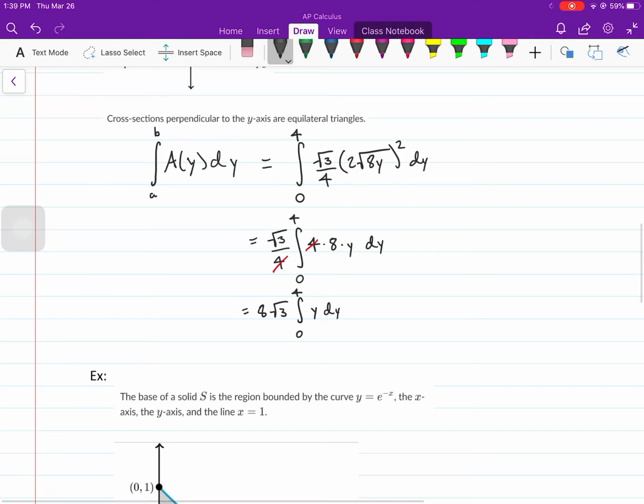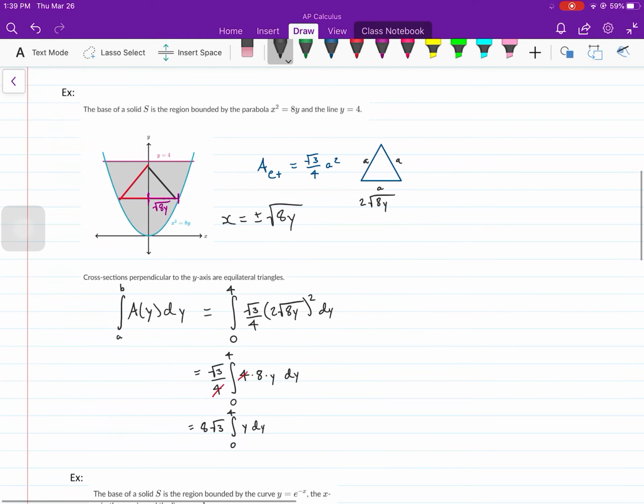And from there, you really could finish it out. You just get y squared over 2 and so on. But that's the main idea behind it.